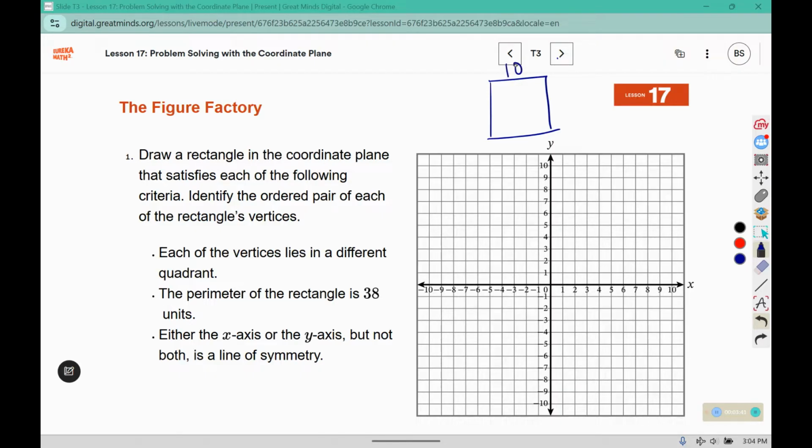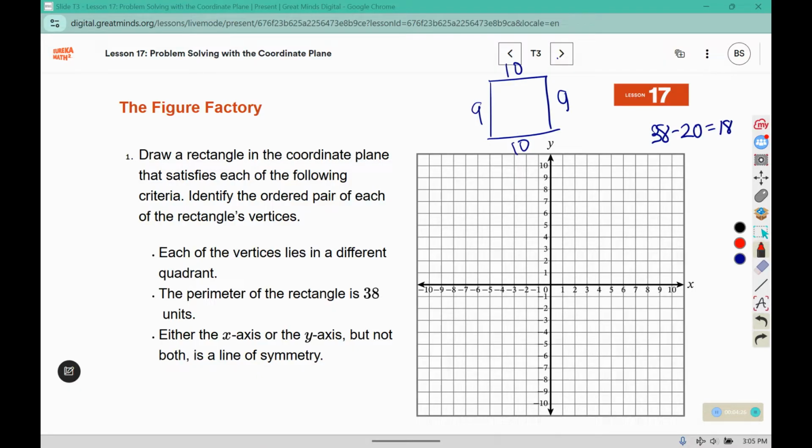Let's say we did 10 as one of our side lengths. Well, 10 plus 10 is 20. So that leaves us with 18. And then we would put 9 on each side because 9 plus 9 equals 18. So if we want our x-axis to be the line of symmetry, we would need the x-axis to cut it in half. So it would be 4.5 and 4.5. That might be a little more challenging than if we made the y-axis the line of symmetry, because then we would have 5 on each side of the y-axis, because 5 plus 5 is 10.